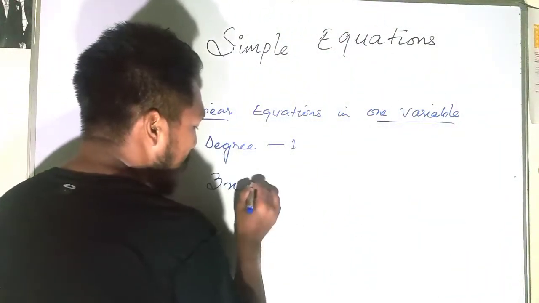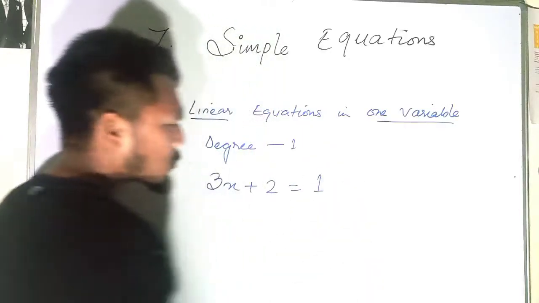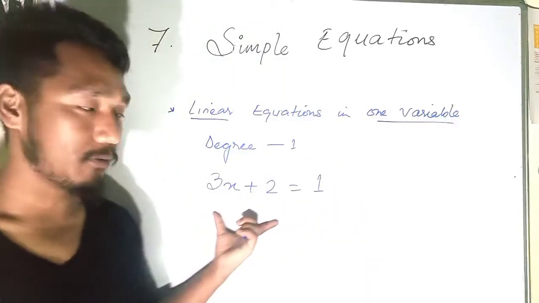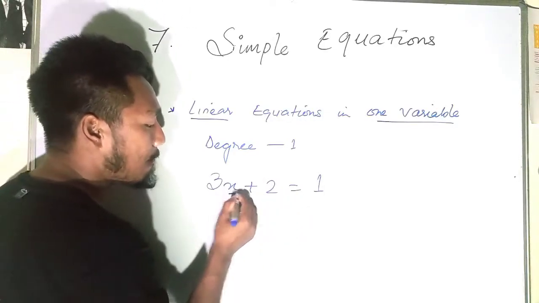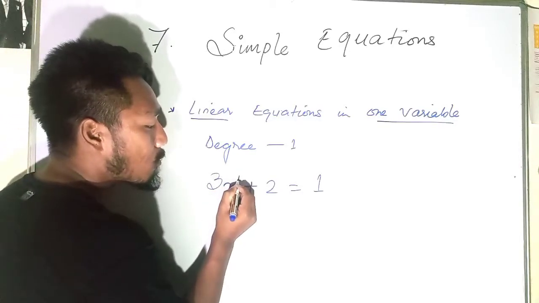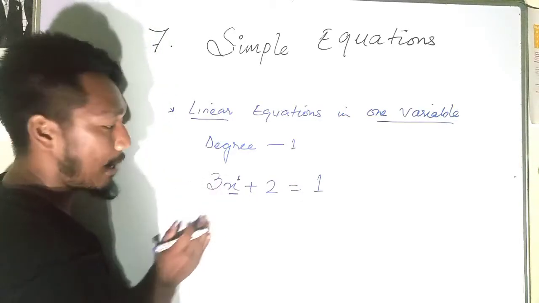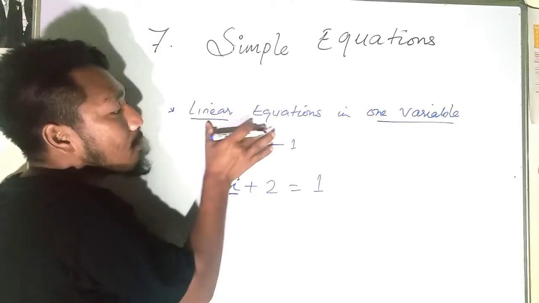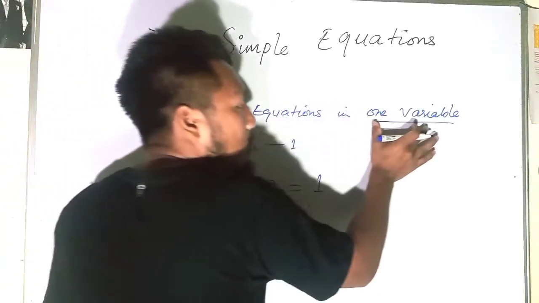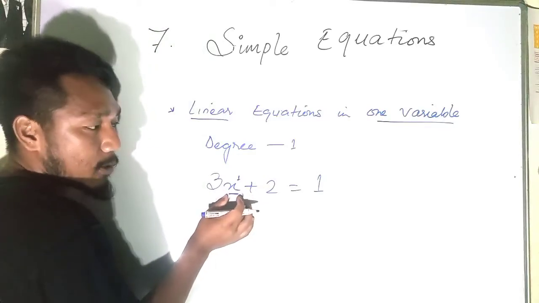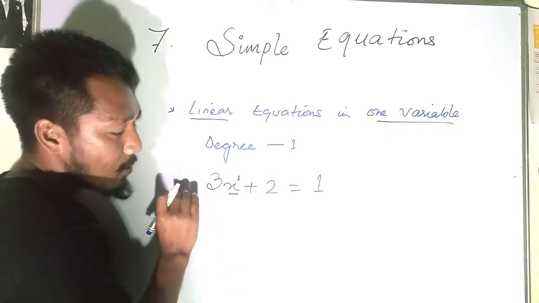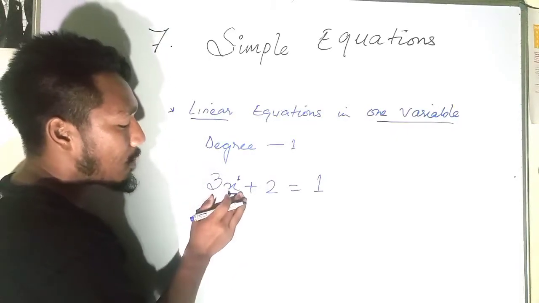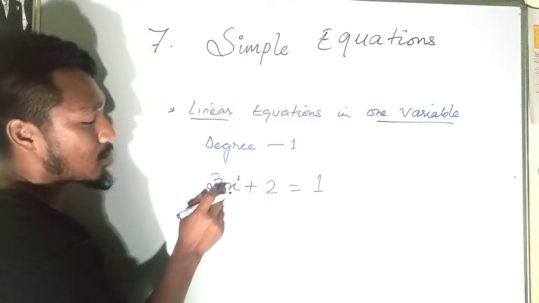Like for example, 3x plus 2 equal to 1 is what we call a linear equation, or a simple equation. Why? Because we have only one variable here, and its power, its degree, is also 1. That is why it is considered a linear equation. They have only one variable, that means we have only one x. We don't have any y, z, a or b. Unknown values are not more than one.